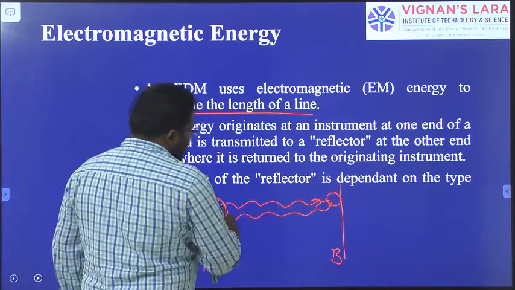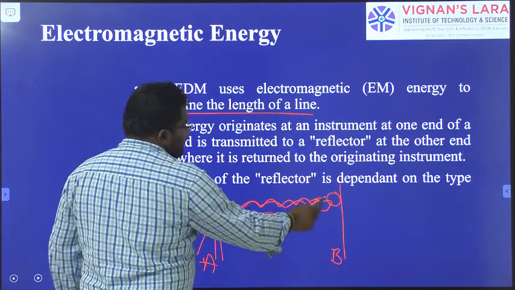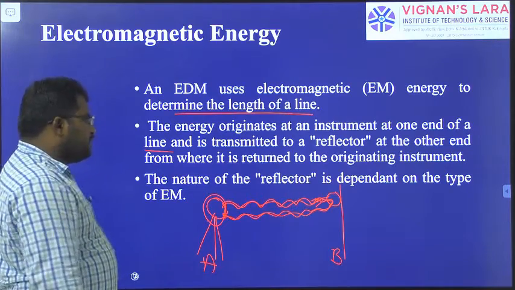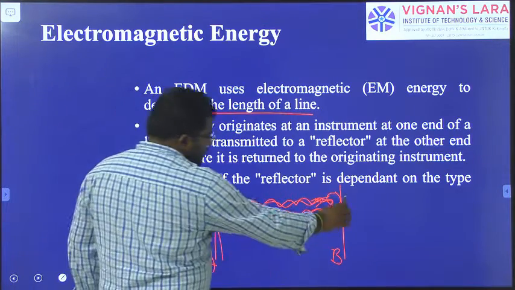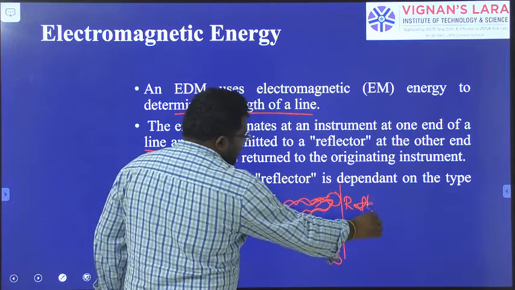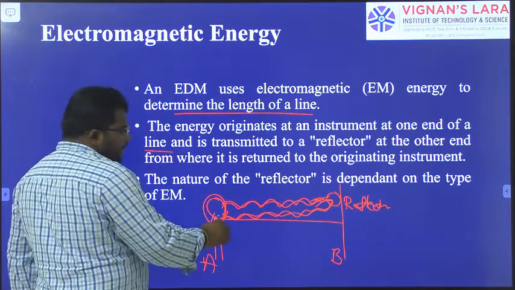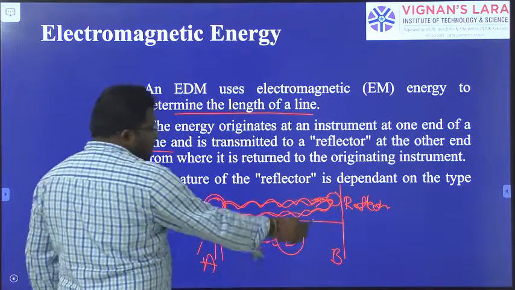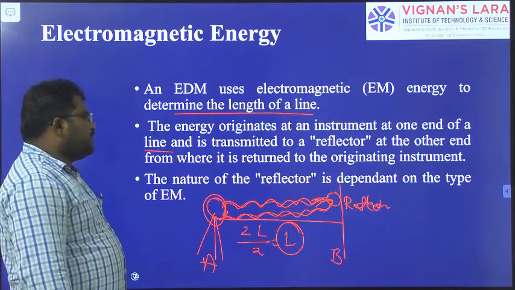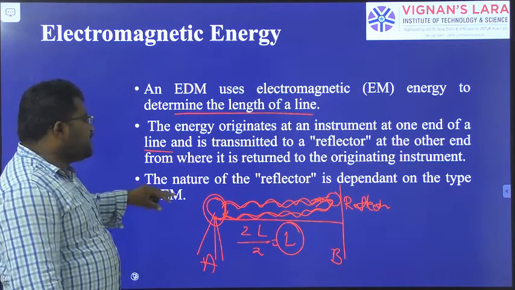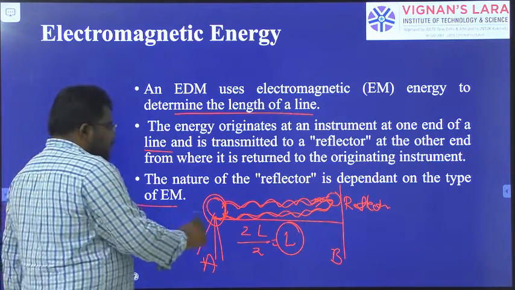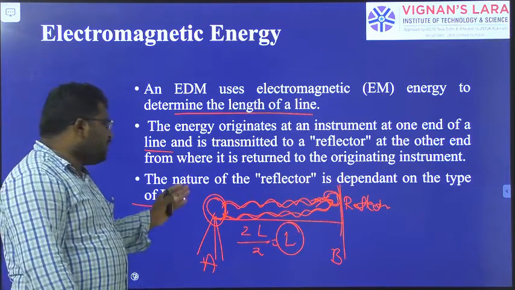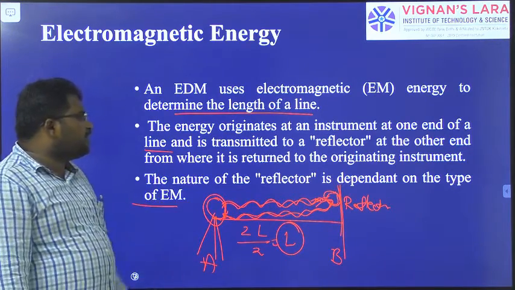Again, the electromagnetic energy will be transmitted here, will get reflected here, and again it will come back and reach the same instrument. Whatever instrument is provided here is called the reflector. So the total length is traveled two times, which is why we divide by 2 so that we get the one-way length. The nature of the reflector depends upon the type of EM you are going to use.